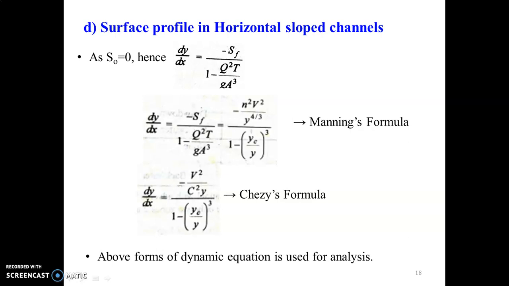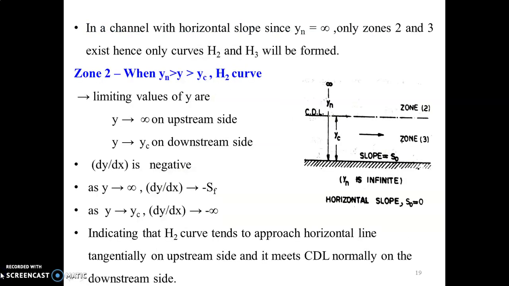Now you know that for analysis it's always easy to have formulae which have y, yn and yc terms. So the below mentioned forms of Manning's or Chezy's equation can be used for analysis. Now in the case of horizontal slope channel, yn equal to infinity. So you don't have zone 1 existing. The only zones existing will be zone 2 and zone 3. Hence the curves there are H2 and H3.